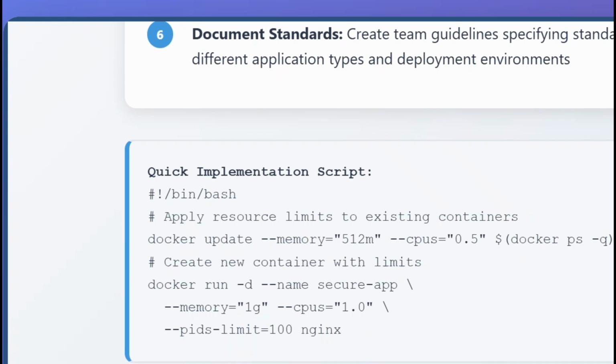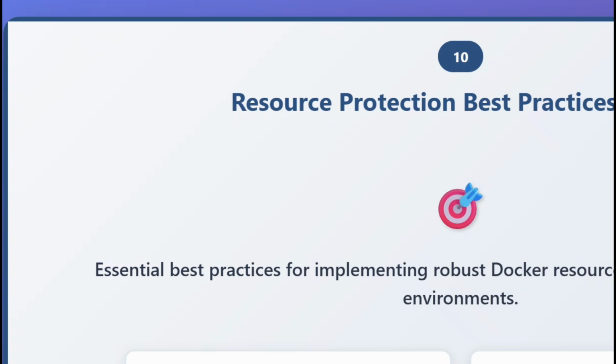Moving to the final slide, where we are going to discuss a recap, as well as the resource protection best practices we covered already. We are just going to cover them once again, as a final touch. So, essential best practices for implementing robust Docker resource protection in a production environment.